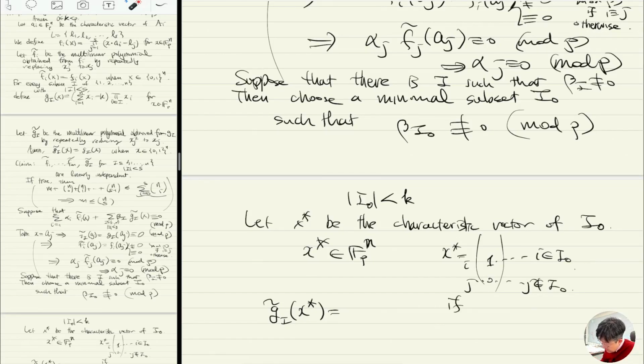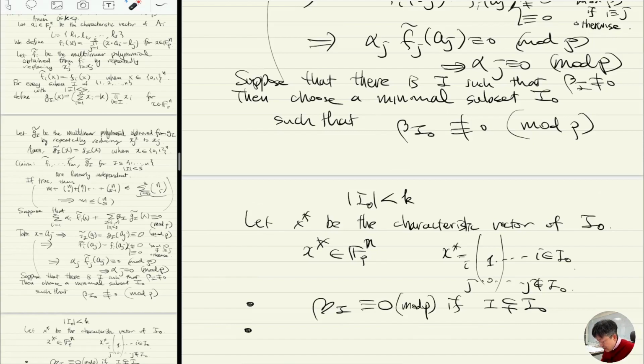But anyway, let's see. If I is a proper subset of I0, then beta_I is going to be 0. And that's because of the choice of I0. Otherwise, we could have replaced it.